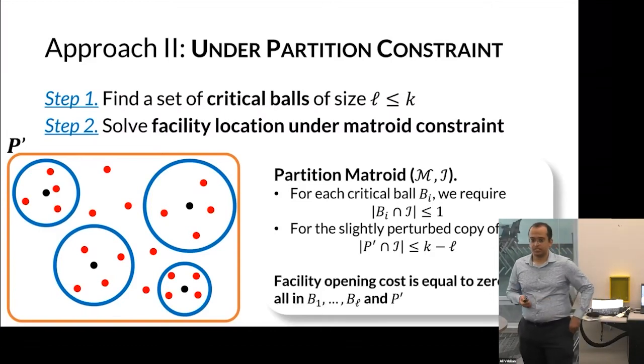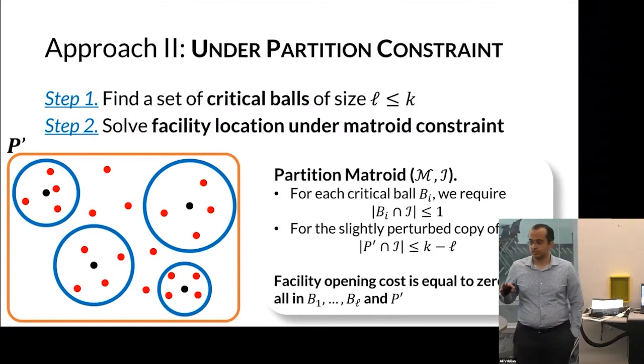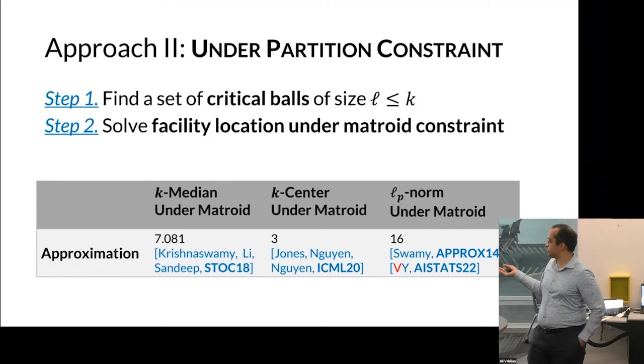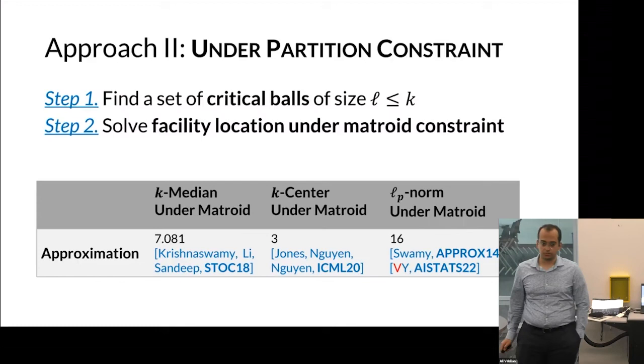Okay, so now that seems simple. Then we need to only set the opening cost per facility equal to 0. Then it becomes just a standard k-clustering problem that satisfies the constraint that I was looking for. Okay, so that's simple, right? Then we need to just see what we know for this problem for different objectives. For k-median, there's this paper that Shili talked about yesterday. One of their results also implies a 7.081 approximation for k-median under a matroid constraint.